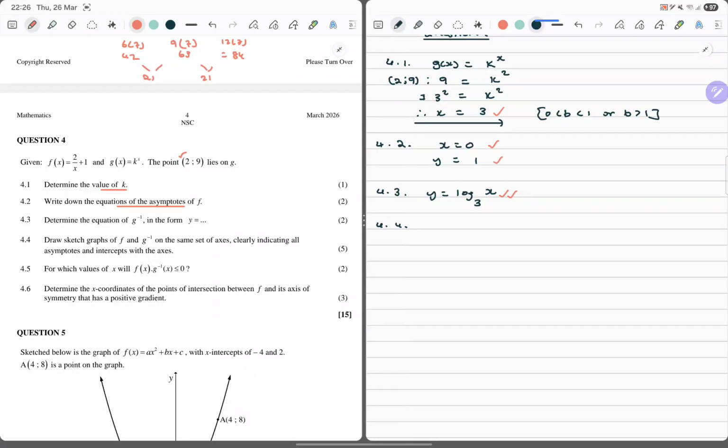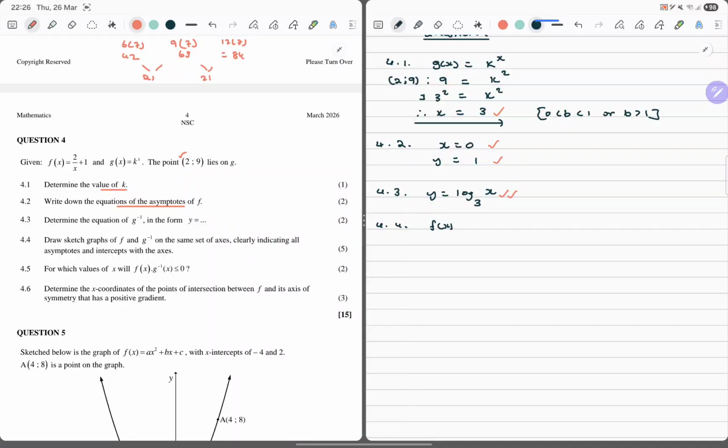We are moving. Now this says, sketch the graphs of f and the inverse of g on the same set of axes, clearly indicating all the asymptotes and intercepts with the axes. Now, we can see that with f, we are going to have no y-intercept because x cannot be 0. So we won't have a y-intercept. Okay, that's number 1. But an x-intercept is possible. Okay, cool. So let's look for the x-intercept.